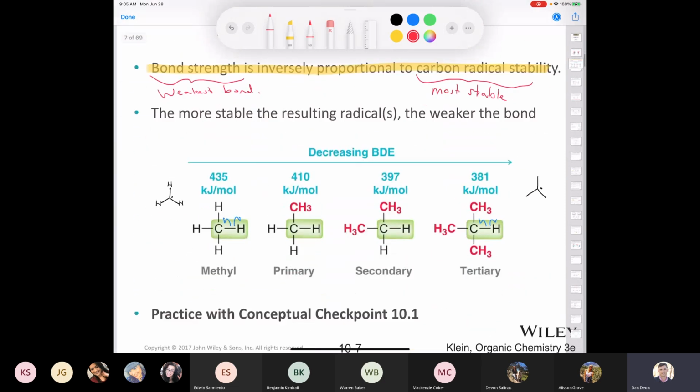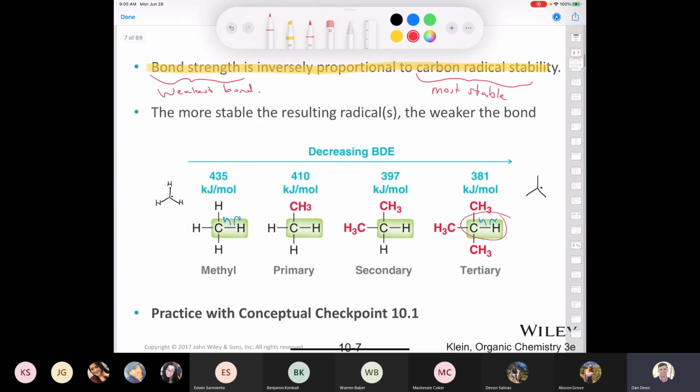So if we have, let's say, a carbon-hydrogen bond that produces a tertiary radical, it is actually weaker, right? It takes less energy to break that than if I had, let's say, a primary carbon-hydrogen bond, okay? Then that's going to take more energy to break. Why? Because you end up with something that's less stable.